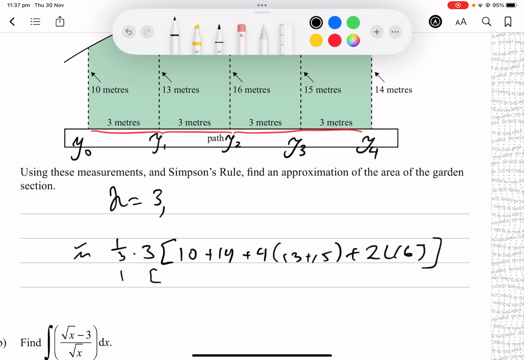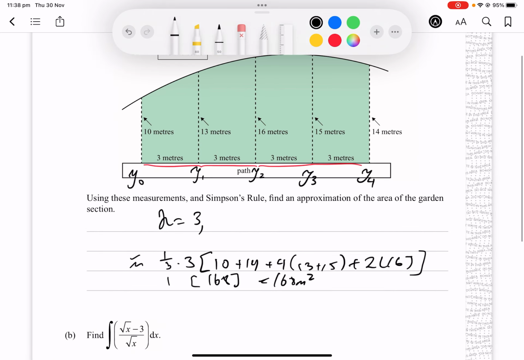So that's 1 on 3 on the outside, we have 24. I'm just going to use a calculator. I cannot be bothered doing mental math. Mental math is not fun. Okay, so we have 13 plus 15, which is 28, times 4, plus 10 plus 14, plus 32. All right, so that's 168. So our estimation is that this is approximately 168 meters squared. Cool, so we can move on to the next one.